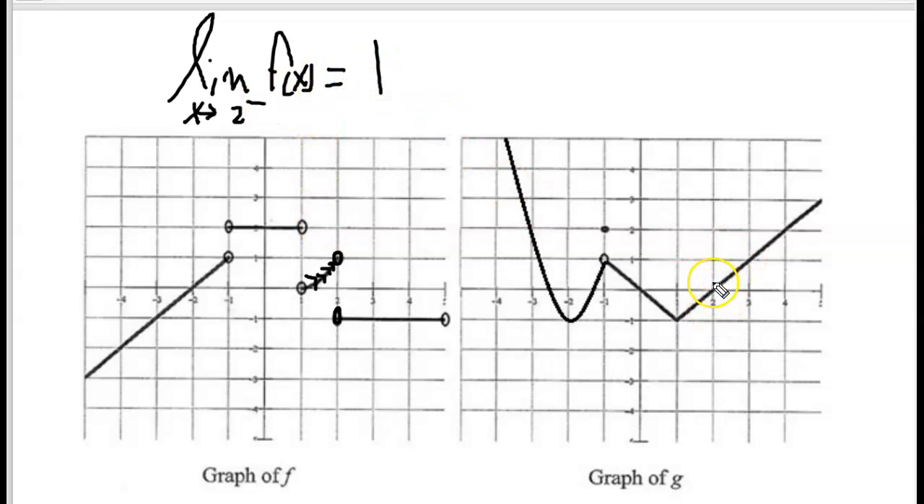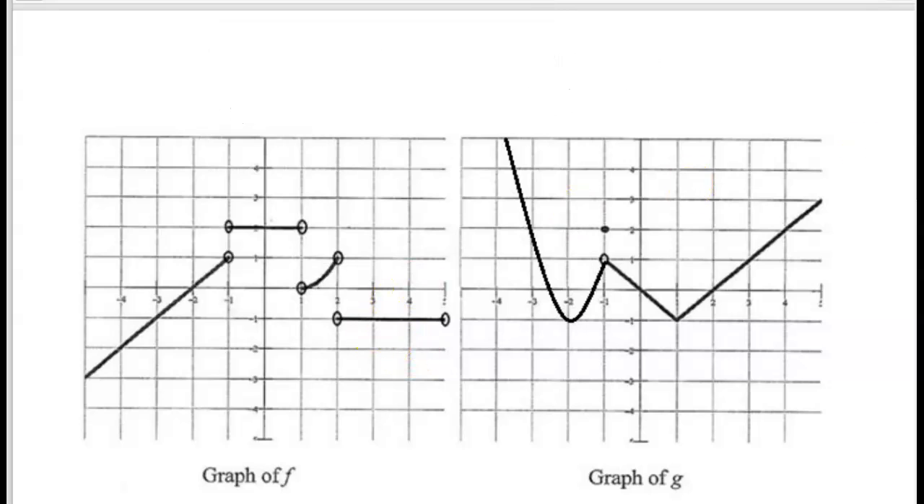As for the other one, we're approaching 2. But this one doesn't really matter whether you're coming from the left or right. They're both meeting at the same spot here, which is y equals 0. So the limit of g as x approaches 2 from the left. So just in case you were wondering about those ones. Okay, let's go ahead and move on to our next set.